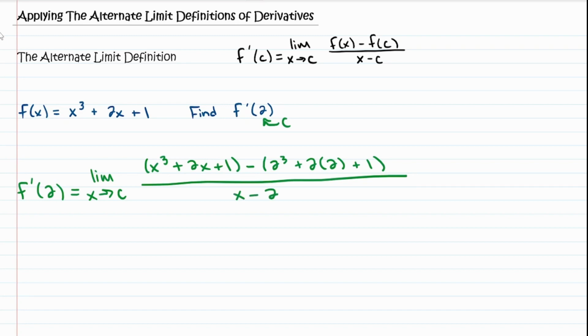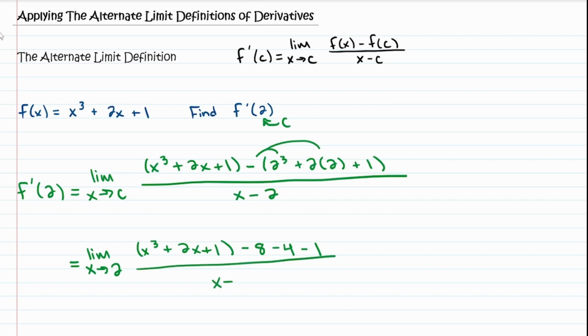So let's go ahead and simplify this. In this case, we can go ahead and substitute c in for 2 now. So let's distribute our negative, and let's go ahead and evaluate the 2 cubed and the 2 times 2. So let's rewrite our x cubed plus 2x plus 1. And now we have a negative 2 to the third power would be 8. 2 times 2 is 4. Distribute the negative would be minus 4. And then plus 1, distribute the negative would be minus 1. All over x minus 2.